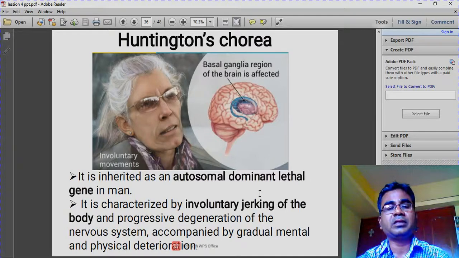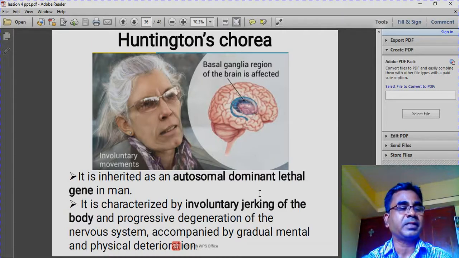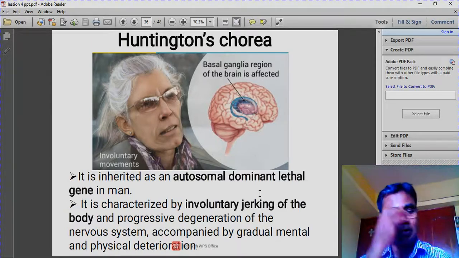The persons will not be normal. They cannot think properly. They will be somewhat different. Mental imbalance will be there. So the persons may die at the age of 35 to 40. Okay, so these are some of the Mendelian abnormalities, Mendelian disorders.